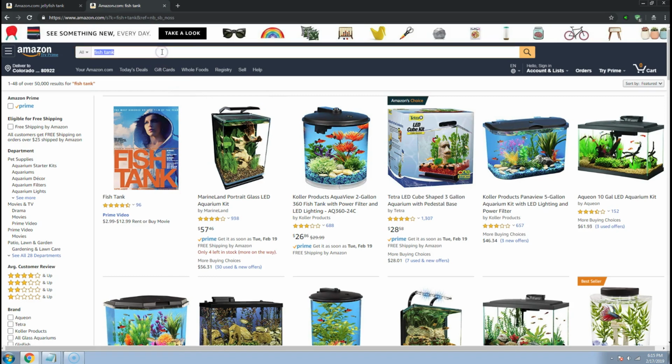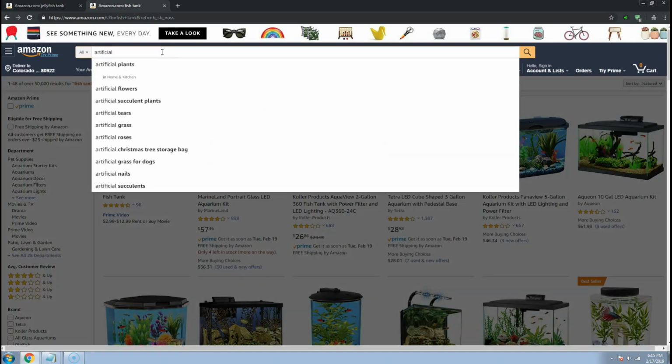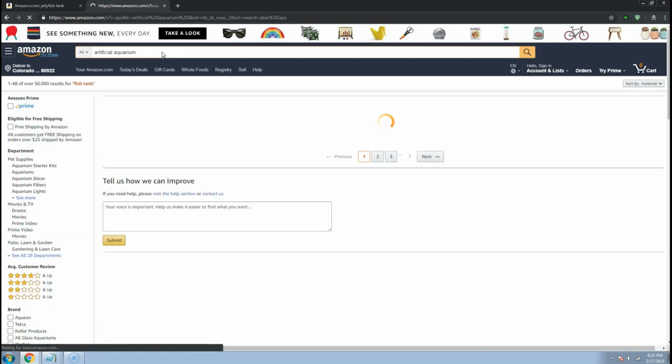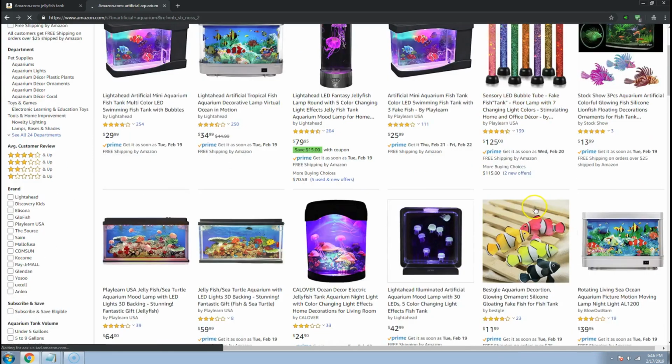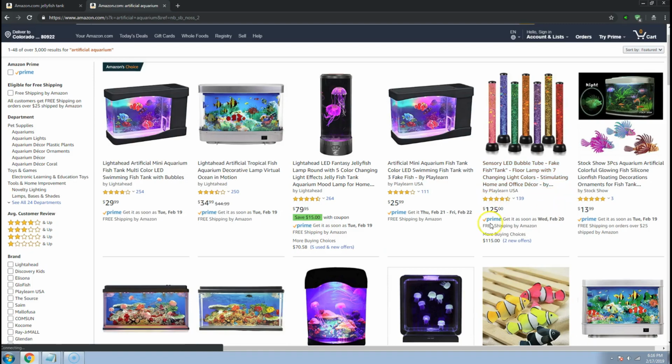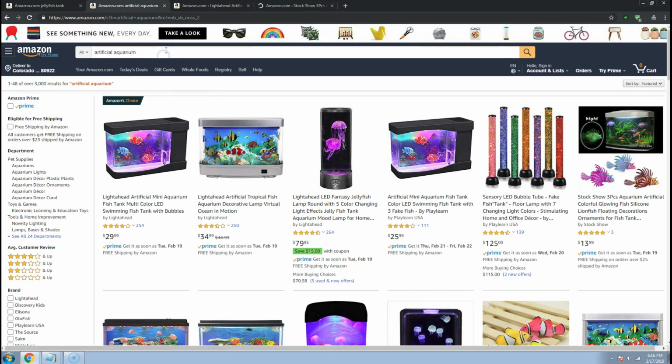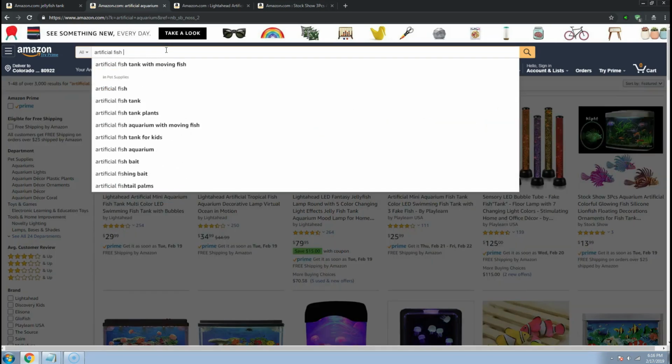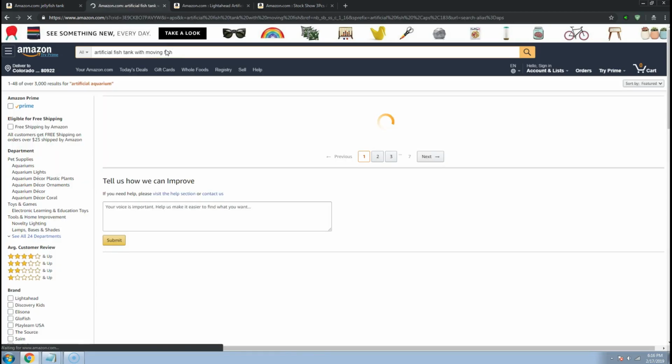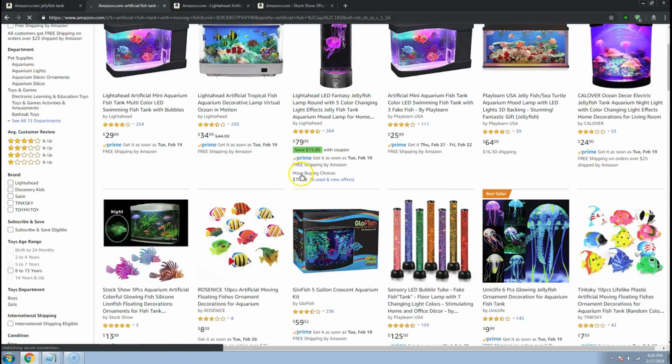I did do a little bit more homework. I typed in things like artificial aquarium. And so you can see people are currently selling this kind of thing. Artificial fish tank with moving fish. So people are interested in this kind of thing.